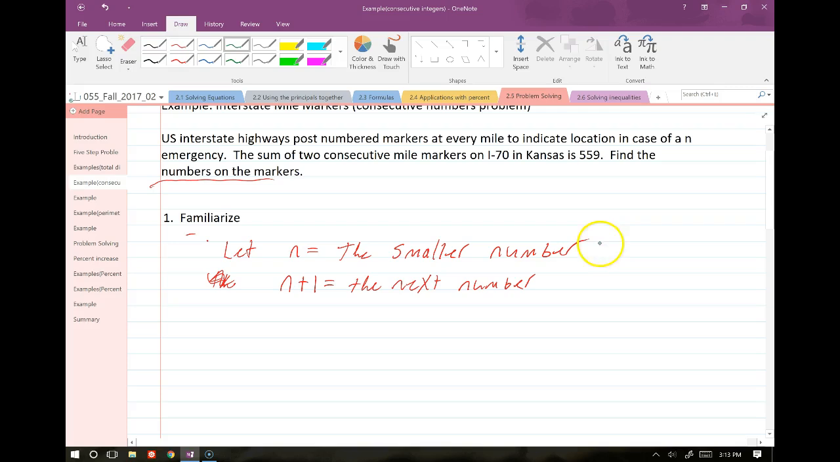Now, if we wanted to, there's an alternate way to set this problem up, as there are for a lot of these problems. We could have said, let n equal the larger number, and then we would say n minus 1 is the smaller. But we don't choose to do it this way this time, so we're just going to wipe this out. It would be the same kind of solution. You get the same exact answers. Your problem would just look a little bit different. Okay, so now we named our variables.